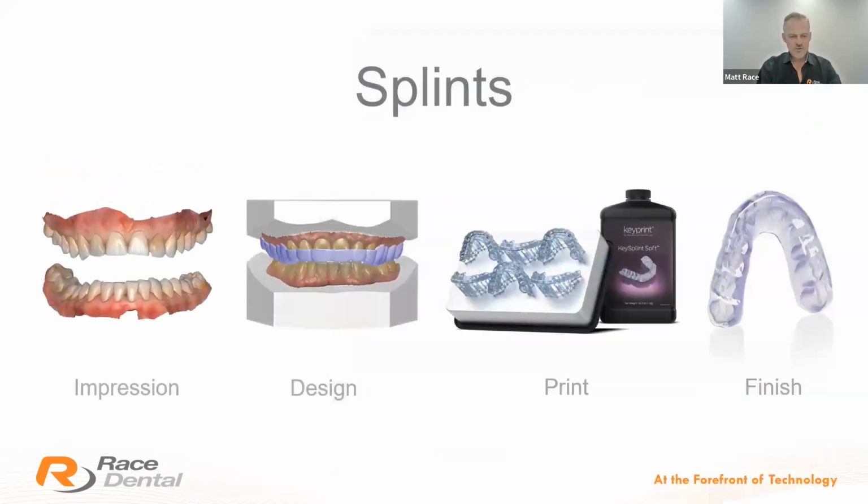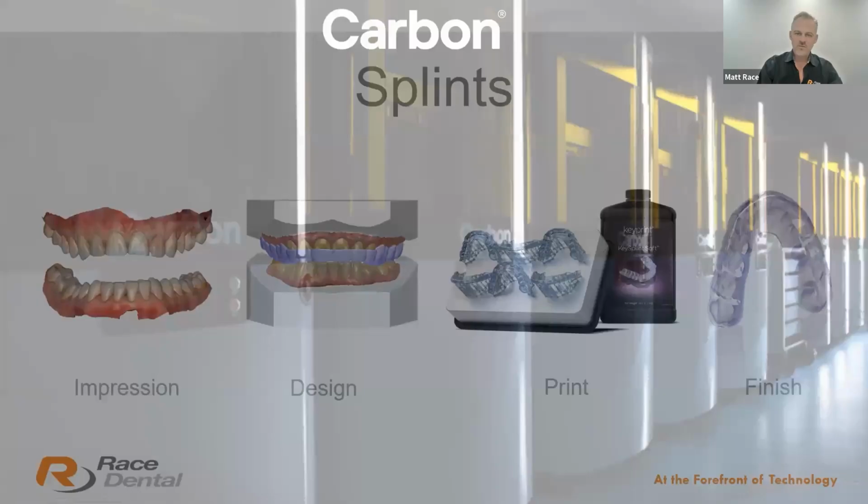So you can see the impression has been taken on the left. It comes through to the lab. It is digitally designed. We go through all the movements and design the appliance or the splint digitally. It then goes through to print, and I'm going to talk through the technical benefits of printing splints today. The print comes out, and the case is then hand finished by our technicians here in Australia and our technicians in New Zealand. So a pretty simple workflow, but let's get into the do's and don'ts.